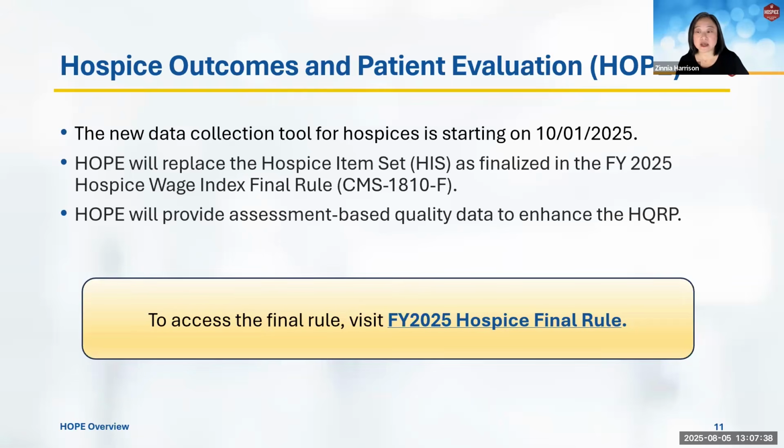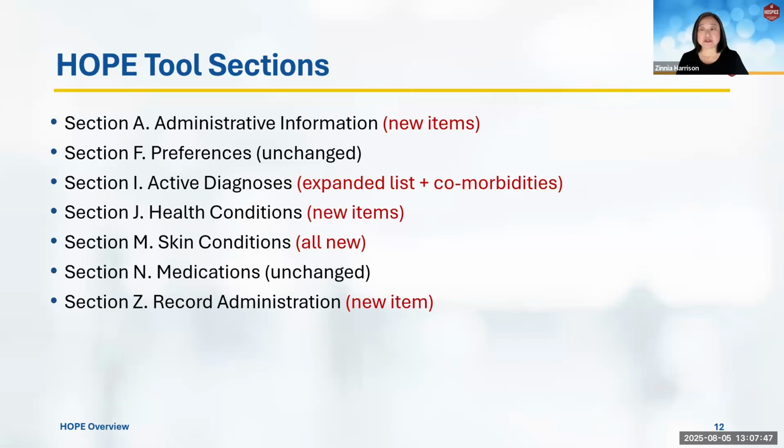There is a link on this slide for the hospice final rule, as well as this and many other links in the resources slide. Here's a list of the different sections of HOPE. We have noted in red the sections that have new items or were expanded, as well as the one new section, Section M, which contains 3 new items related to skin conditions.